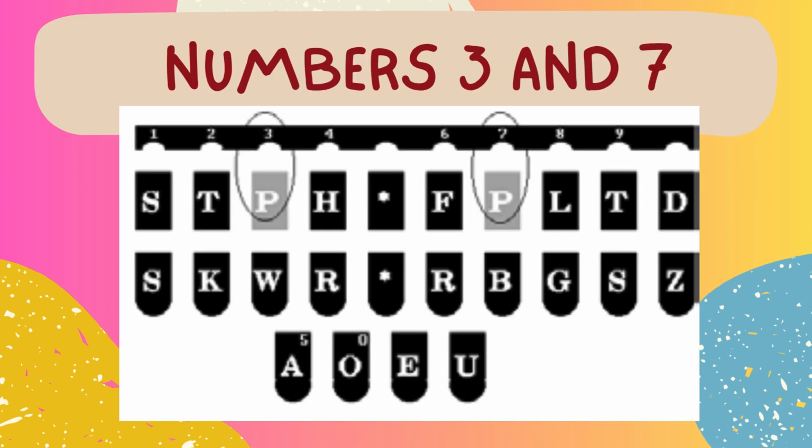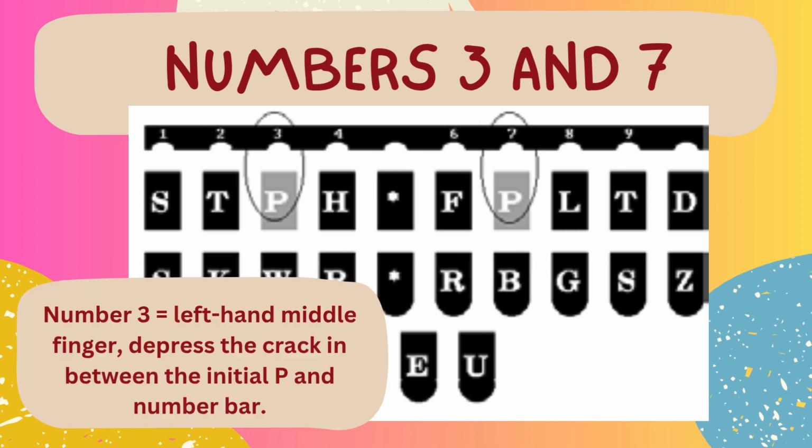At this time, we're going to proceed with the numbers 3 and 7. In order for us to write number 3, what are we going to do? So using our left hand middle finger, we depress the crack between the initial P and the number bar.